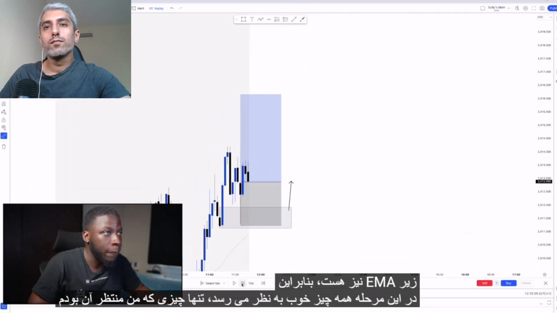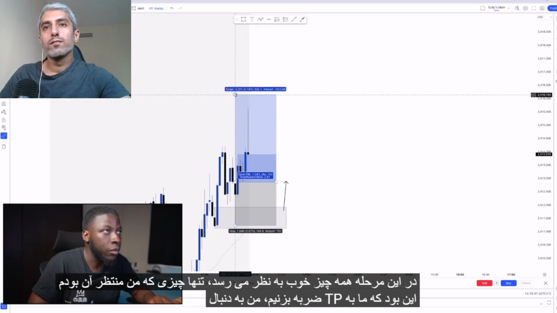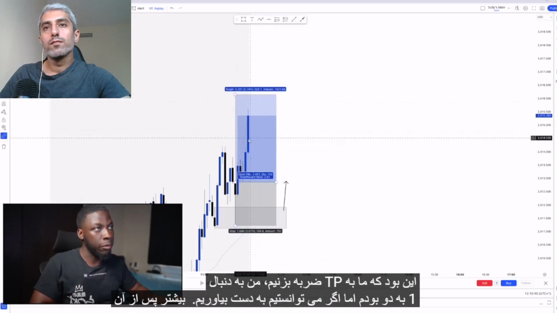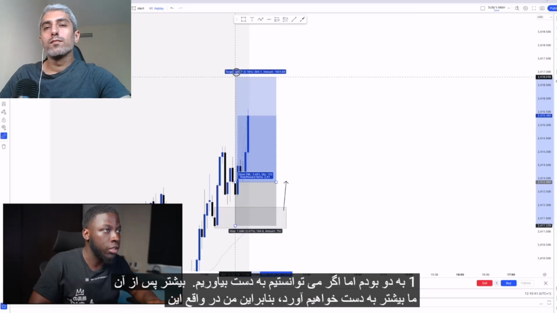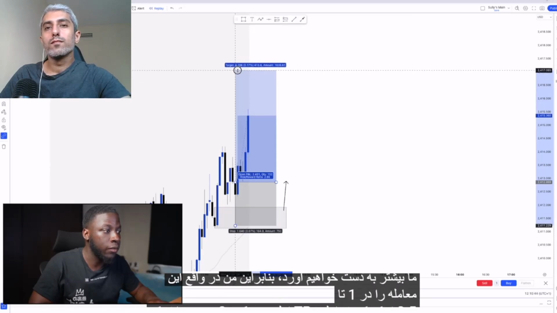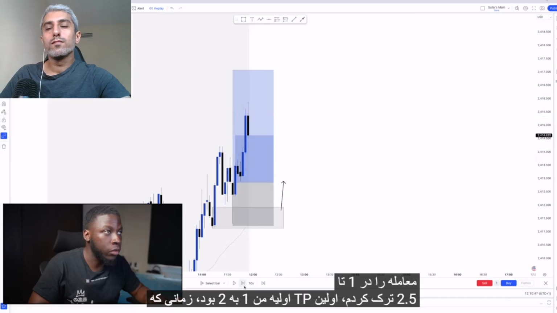All I was waiting for is for us to hit TP. I was looking for a 1 to 2, but if we can get more, then we'll get more. So I actually left this trade at 1 to 2.5. My first initial TP was 1 to 2.